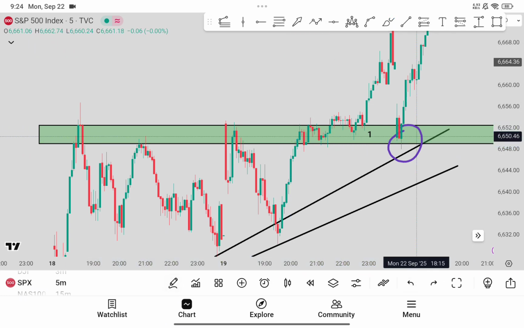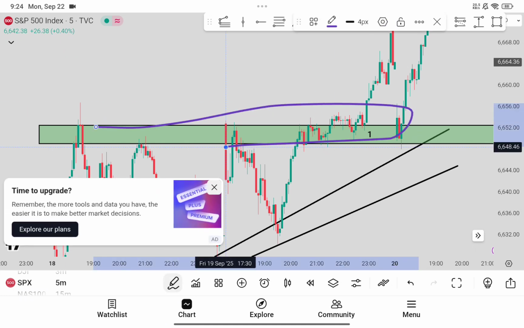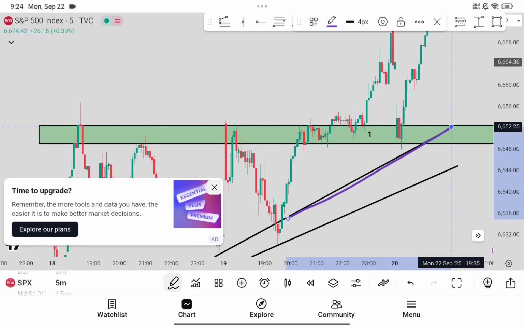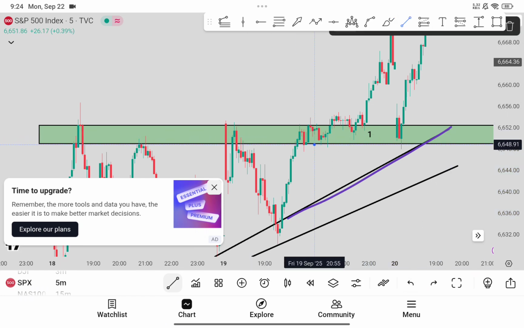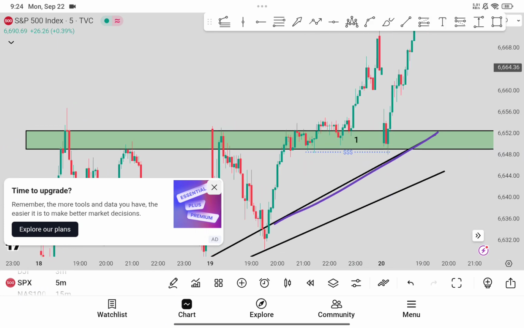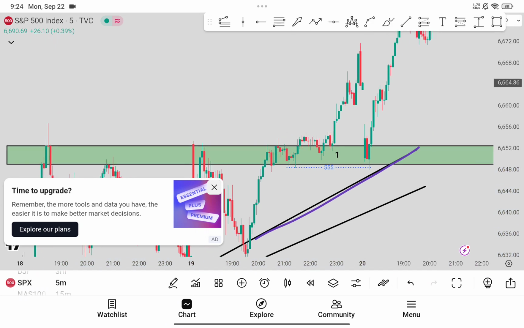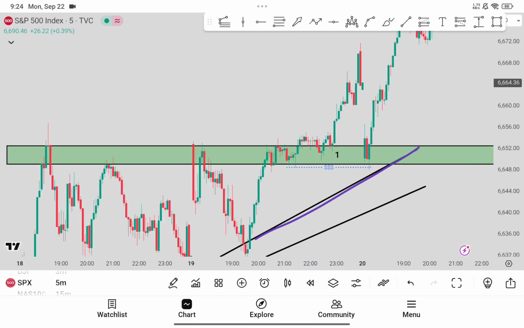So there are three components: one is this support, resistance becomes support, and this trend line, second one, and the liquidity, you can see clearly. Let me mark that liquidity. Okay, this is the liquidity. There are three components that we got here. So that's the reason I took this trade.